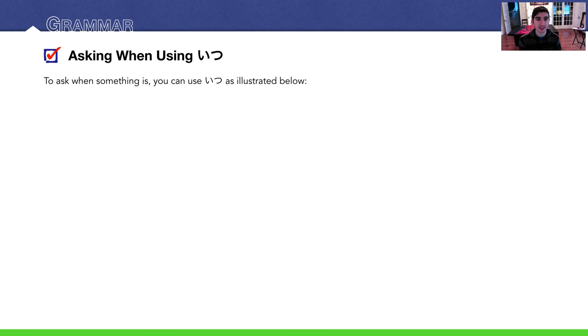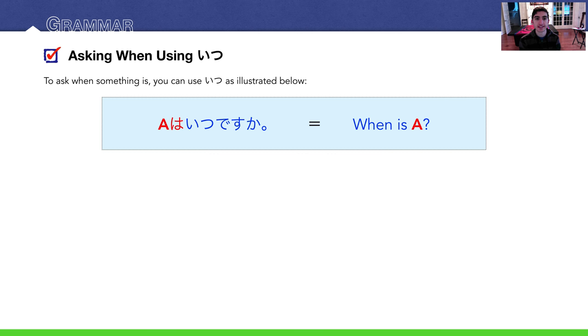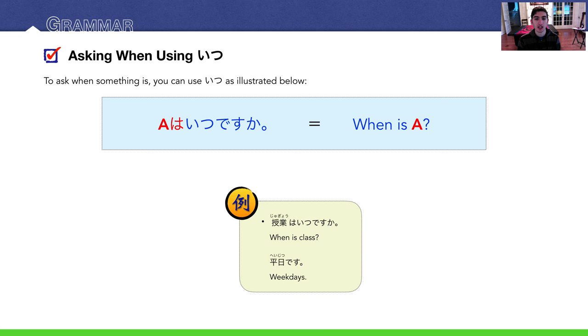Asking when using いつ. You can use いつ to ask when like this: Aはいつですか? When is A? A can be an event, a holiday, something like that. For example, 授業はいつですか? When is class? And an answer could be 平日です, weekdays.